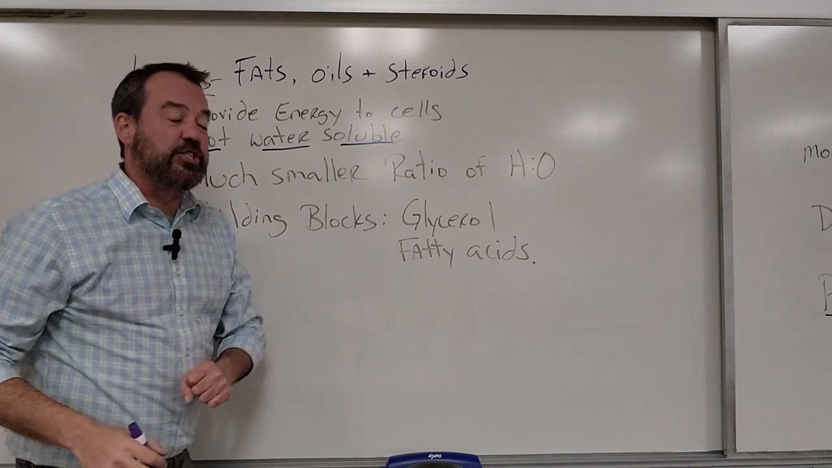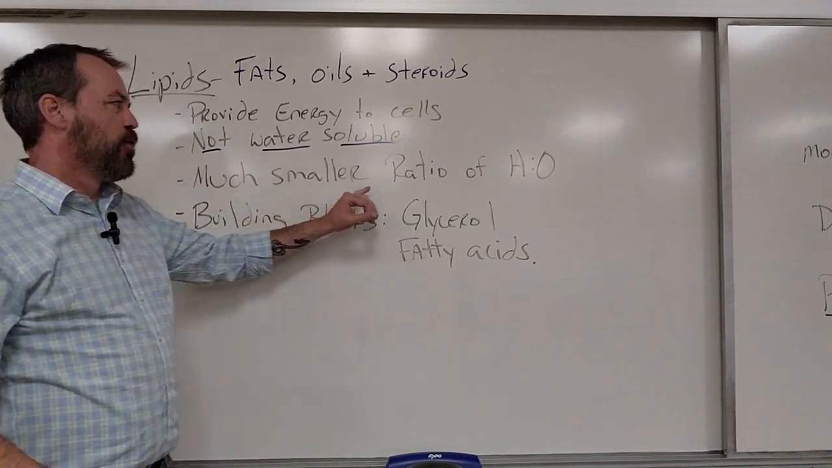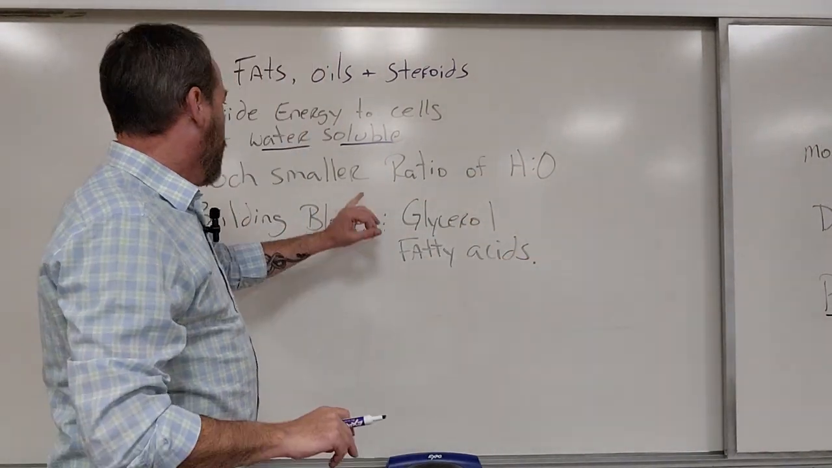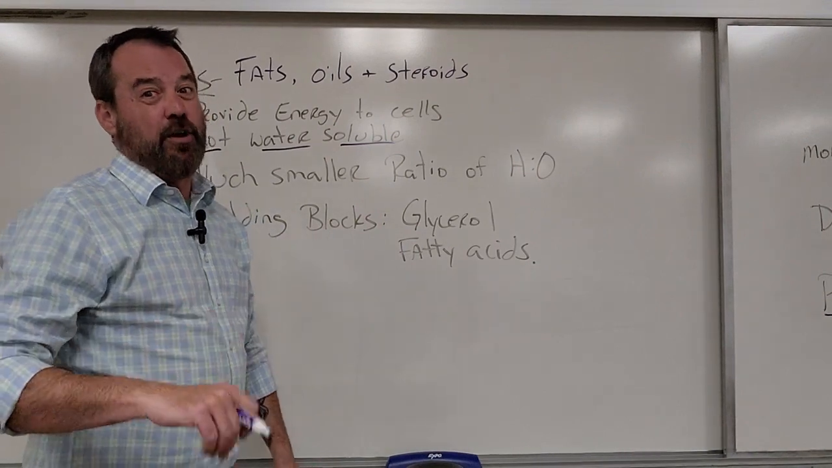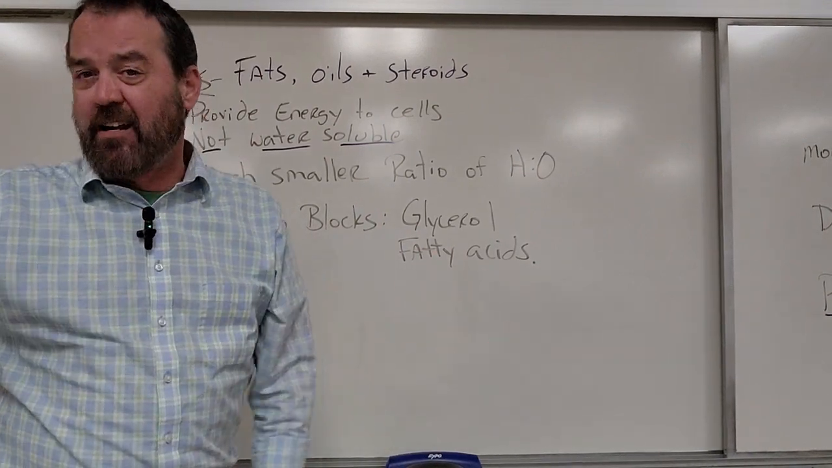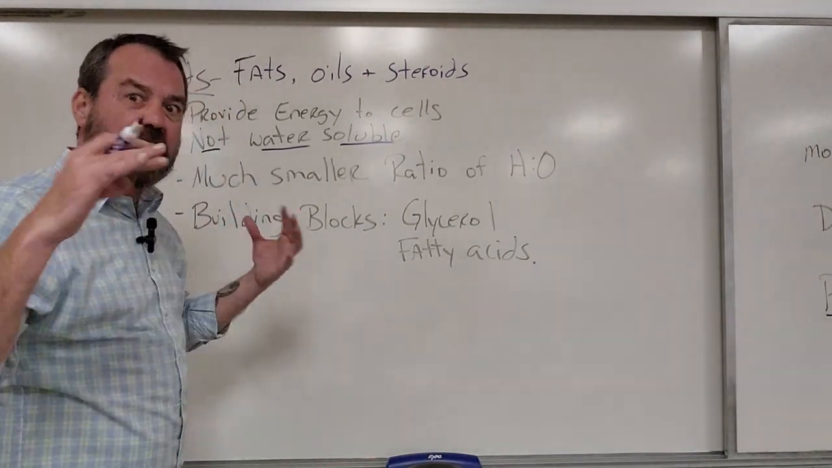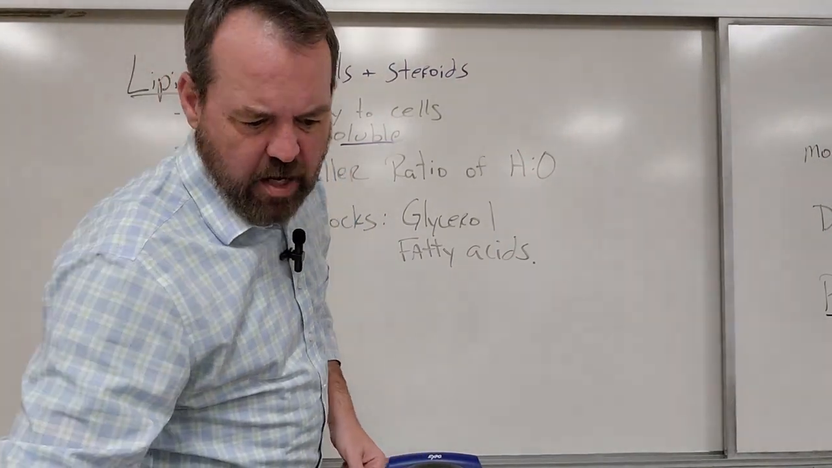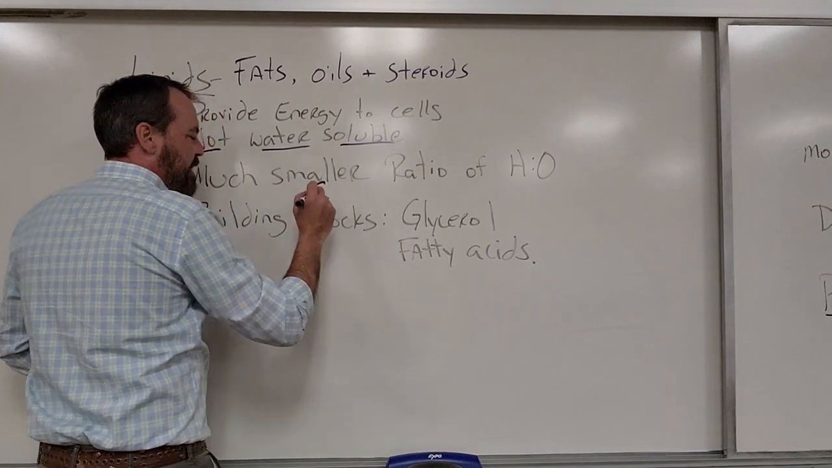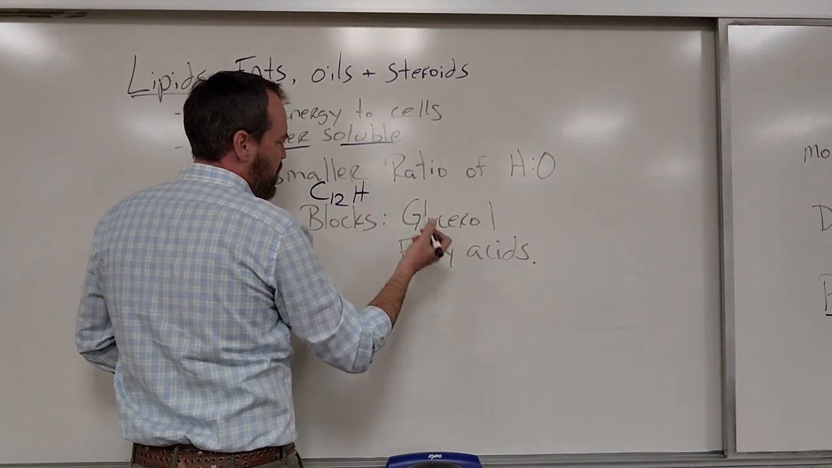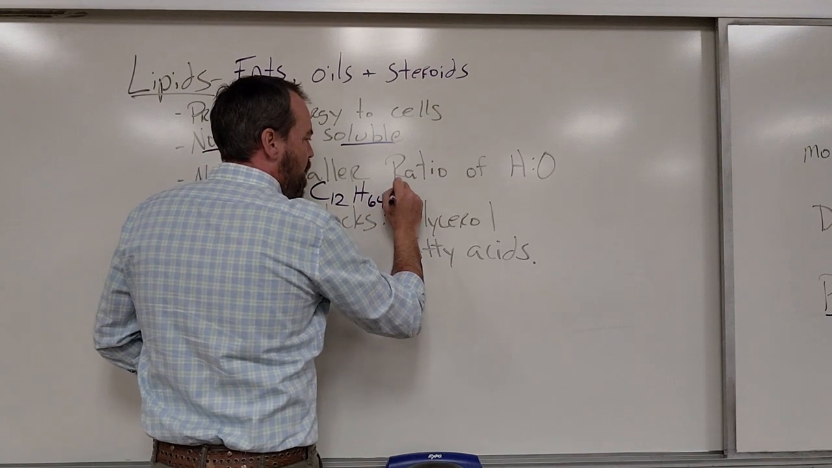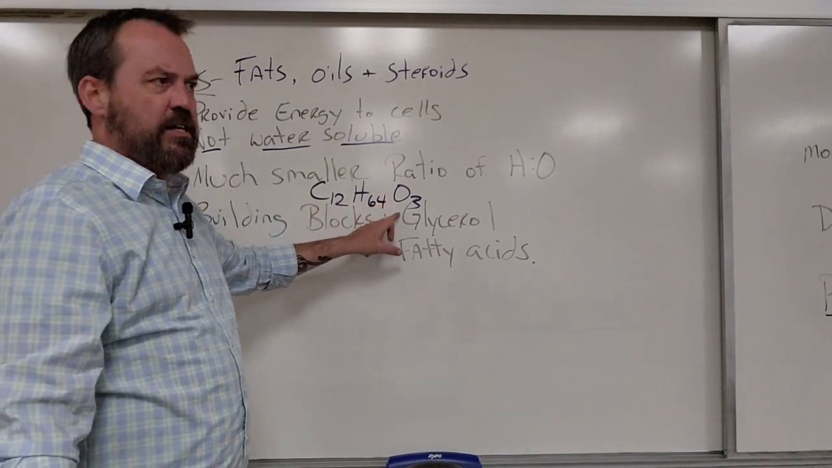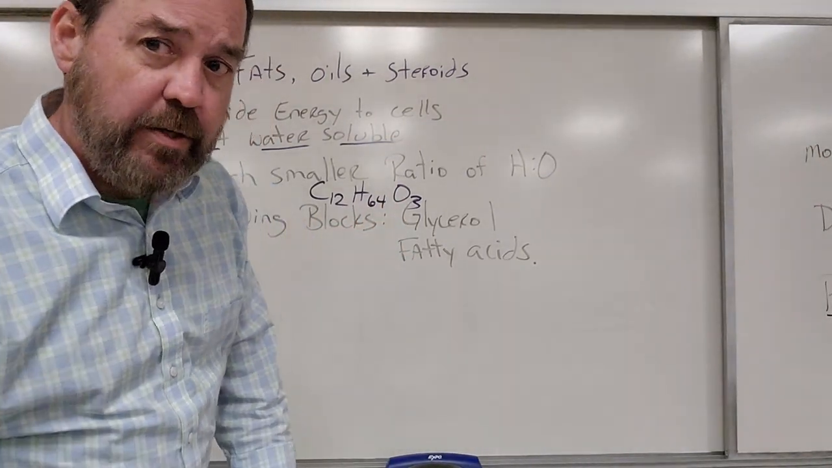So one way to distinguish them, if we're given the molecular formula, is to also look at that hydrogen to oxygen ratio like we did with our carbs. But our carbs was exactly 2-to-1. With our lipids, it's a much smaller ratio. So it's going to be like 15-to-1 or 12-to-1 or 8-to-1, something where we've got a lot more hydrogen than we do oxygen. So I have the example here, we'll do C12H64O3. So we got a lot more hydrogen than we do oxygen. That is a giveaway that this is a lipid that we're dealing with.